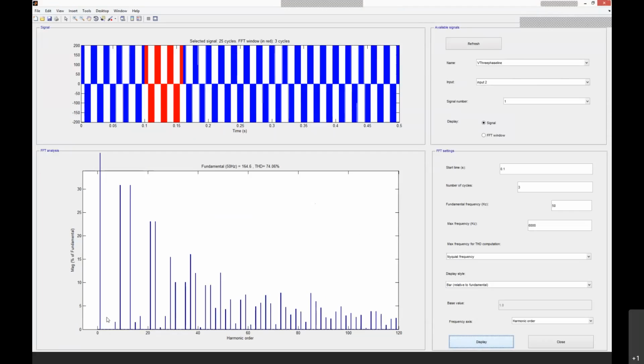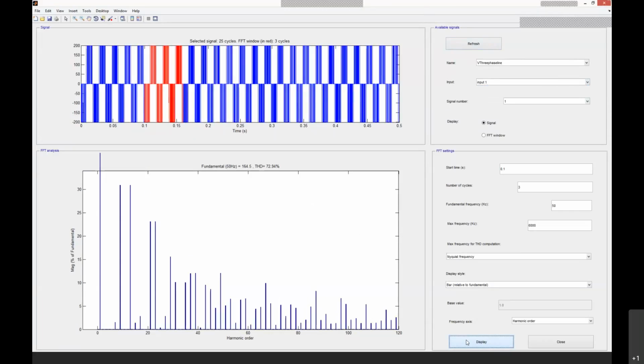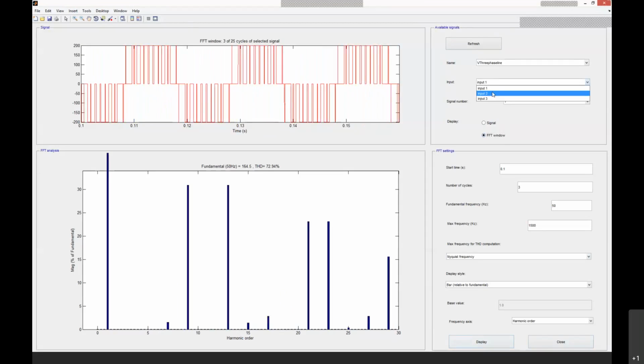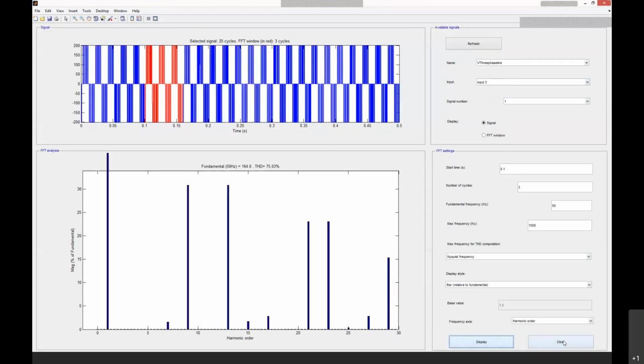You can see that the harmonic spectrum is shifted and some undesired harmonics may appear. So all these things you can see. You can see that some undesired harmonics may be appearing here, right? So here also you have some undesired harmonics. So there is A phase, and you can see it in B phase. Okay.